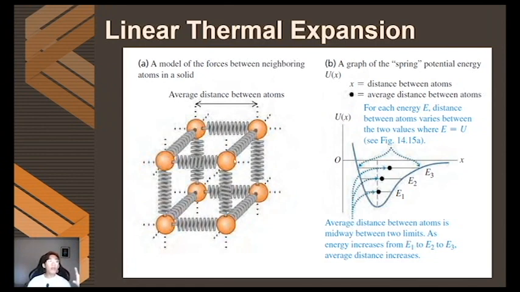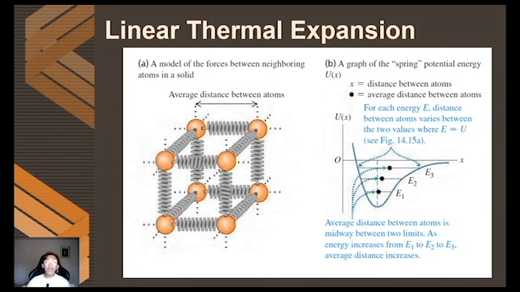So as a result, with the increase in temperature, the increase in kinetic energy and amplitude of vibration, the average distance between atoms also increases. This leads to every dimension of the material at the macro level increasing as well. The relationship of the potential energy is shown in this graph.